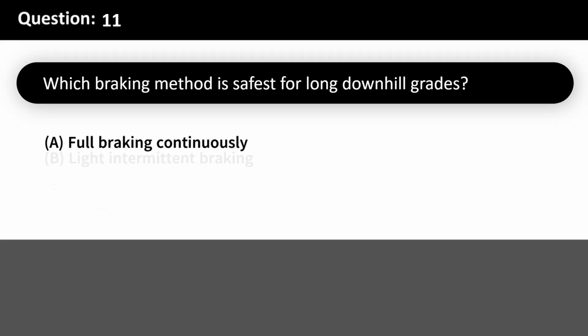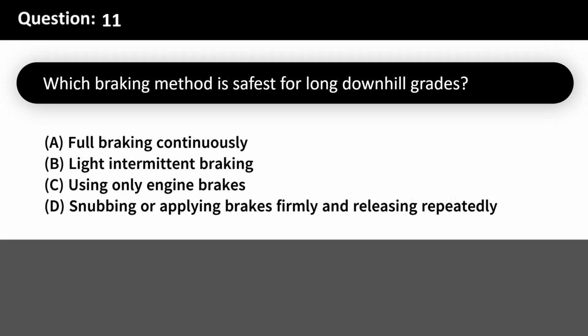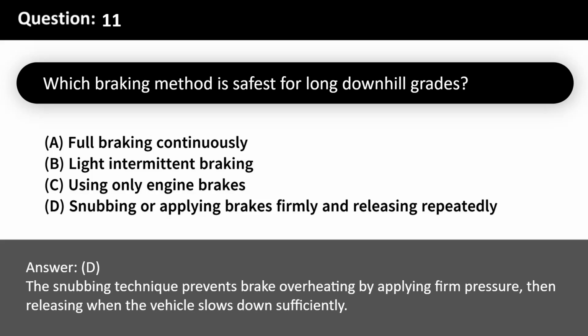Which braking method is safest for long downhill grades? A. Full braking continuously. B. Light intermittent braking. C. Using only engine brakes. D. Snubbing, or applying brakes firmly and releasing repeatedly. Answer: D. The snubbing technique prevents brake overheating by applying firm pressure, then releasing when the vehicle slows down sufficiently.